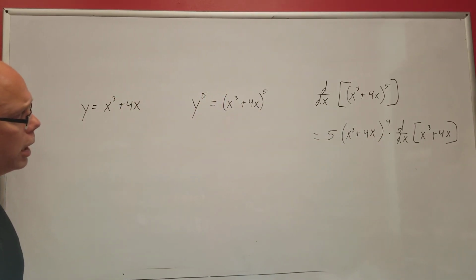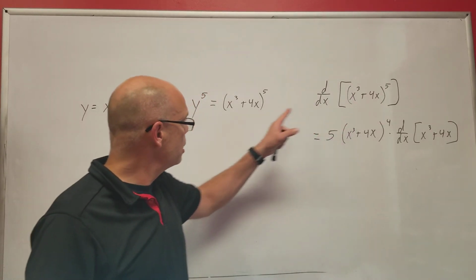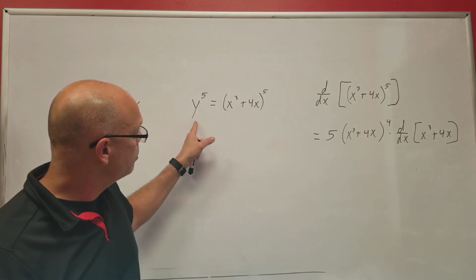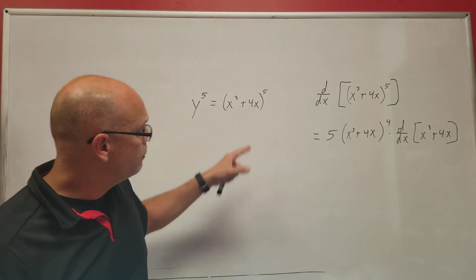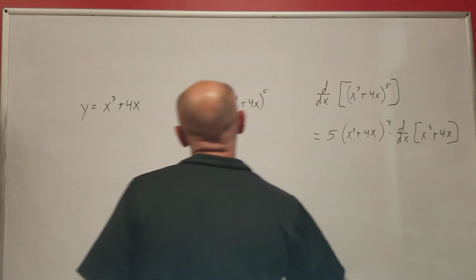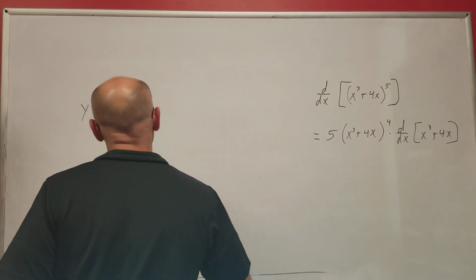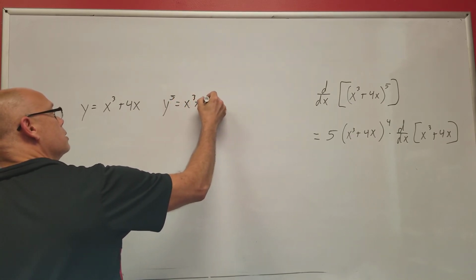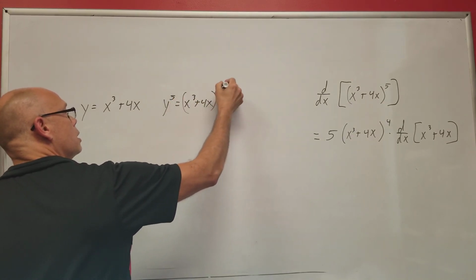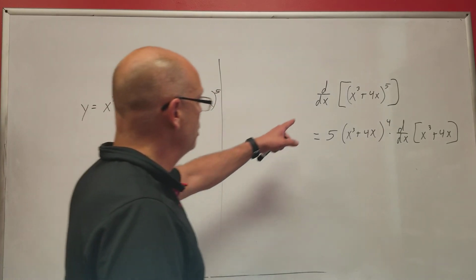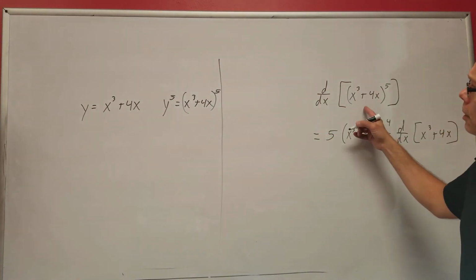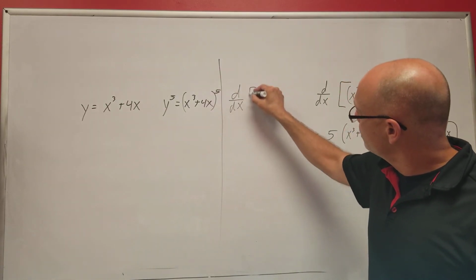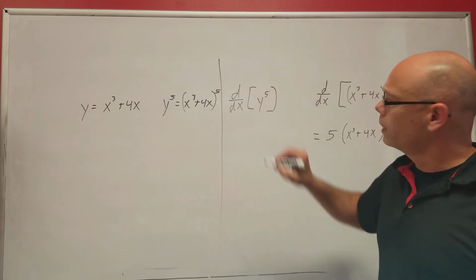But let's look at what we did. We took the derivative of this stuff, so we took the derivative of this side. What we really did here was we took the derivative of y to the fifth. Let me write it a little bit over here so I have room to work. So we really took the derivative with respect to x of y to the fifth right here.